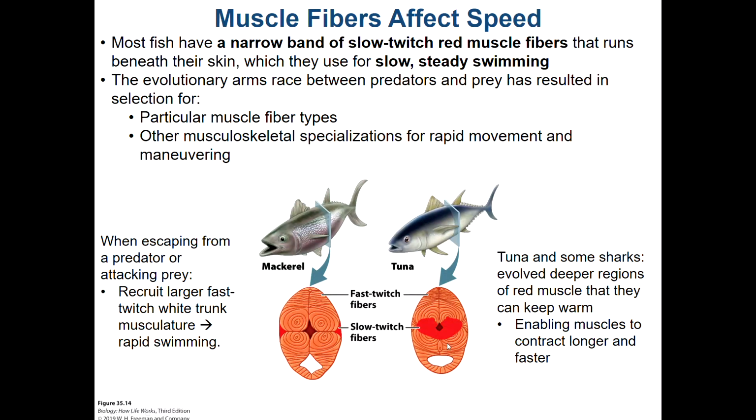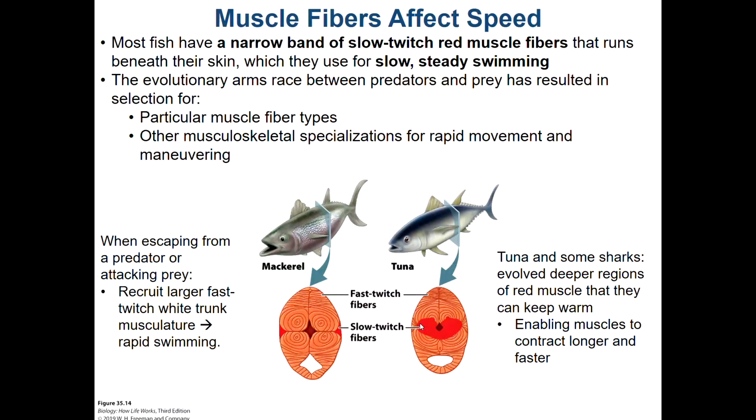Tuna and some sharks, which are predators, have evolved a deeper region of red muscles that is inside of their slow twitch muscles, which is different than what the mackerel and most other fish have, with their slow twitch muscles on the outside. By having their slow twitch muscles on the inside, that enables them to keep their muscles warm and contract longer and faster, which allows them to move faster for rapid swimming, which helps them zoom through the water to catch their prey.